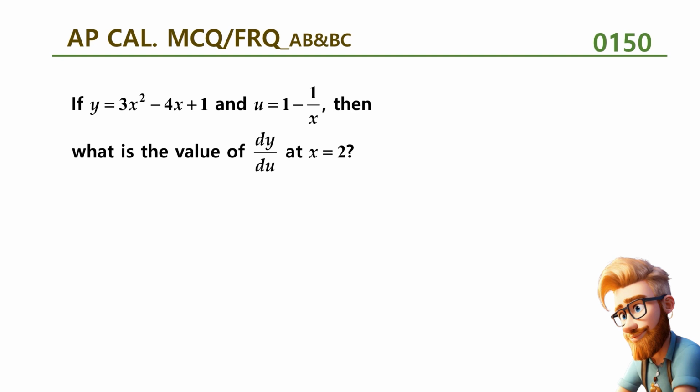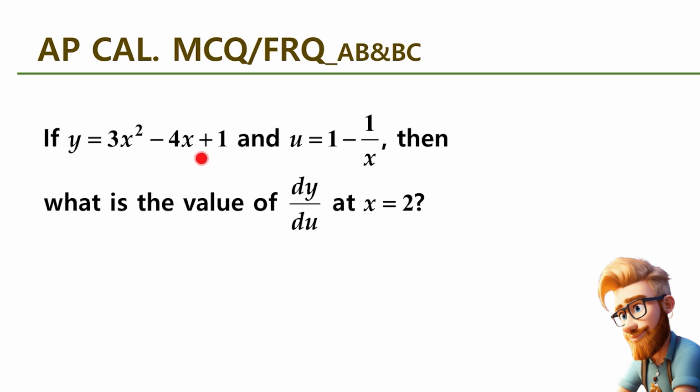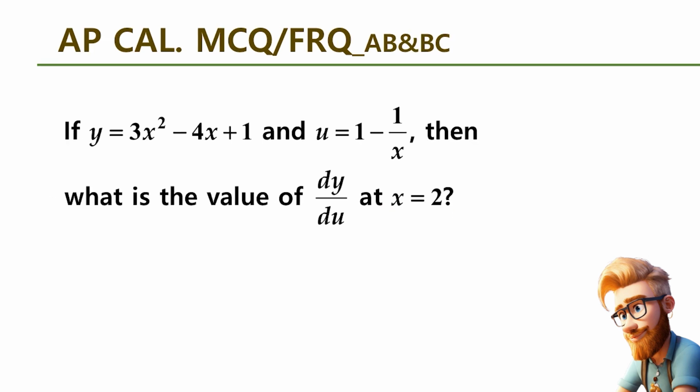Question 150. We have y as a function of x and u as a function of x. Then what is the value of dy/du, the derivative of y with respect to u at x equal 2? Using the chain rule, we can rewrite dy/du as dy/dx times dx/du. Since the dx cancels out, this expression is equal to dy/du.